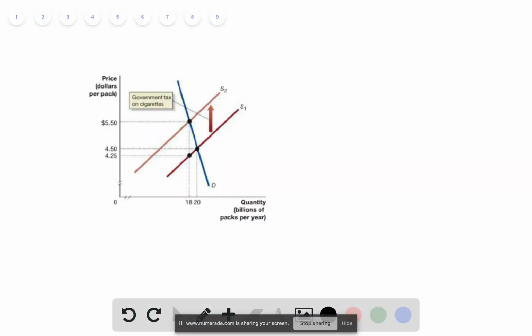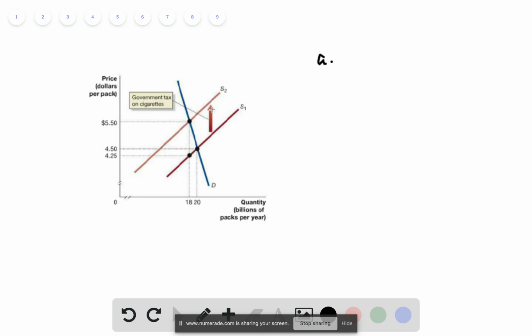Okay, so let's look at this question. So what's given about the growth of the market? The first question says, how much is the government tax on cigarettes? To find out how much the government tax is, we need to see how much is the upward shift of the supply curve.